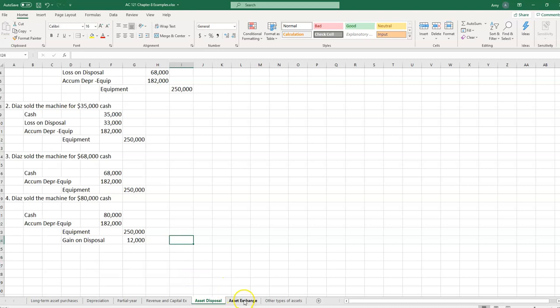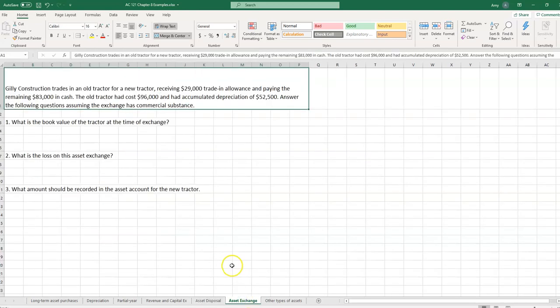Now let's look at what happens if we exchange it for another asset instead of disposing of or selling it. So we have a tractor and we're trading that tractor in for a new one, and we're receiving a trade-in allowance and we're repaying the remaining $83,000 in cash. We have our historic cost of the tractor and its accumulated depreciation.